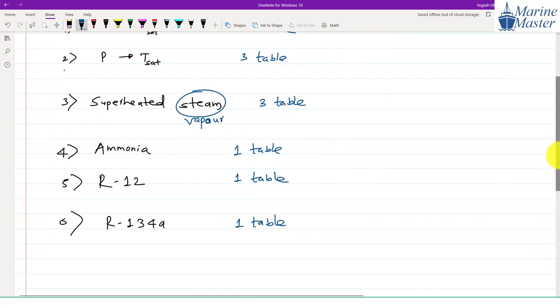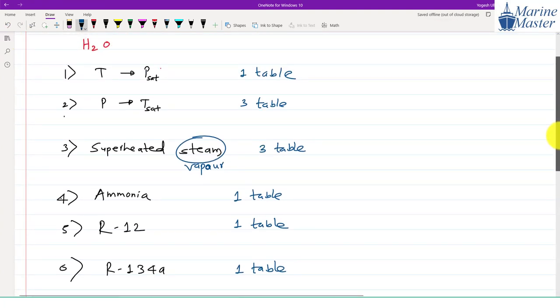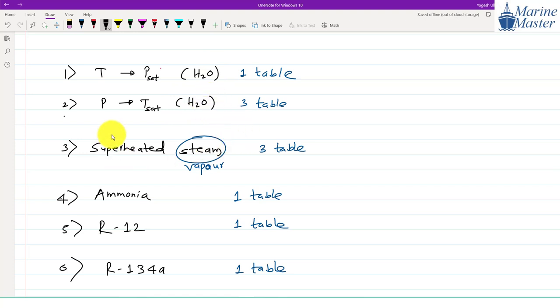If possible, take a snapshot of this one. These are the important tables. This is for H2O, this is again for H2O, and this third one is also for H2O. This is for ammonia. Currently we are dealing with only these 7 tables of H2O. But when we start refrigeration, we need ammonia, R12 and R134A.